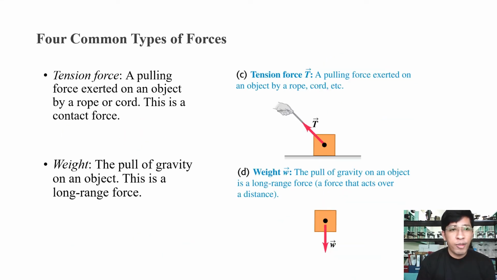So the third type of force is the tension force. A tension force, which we usually represent with a big T, is a pulling force exerted on an object by a rope or a cord. This is again a contact force.